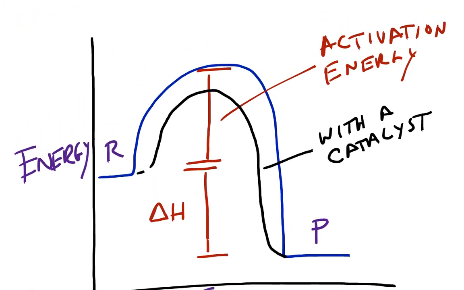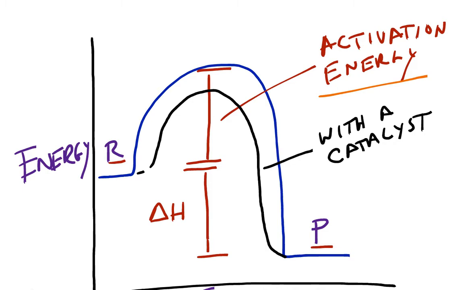Here we have a potential energy diagram of a reaction. We start off with the reactants, and we end with the products. In order to get from reactants to products, we have to apply what we call the activation energy, which is the minimum amount of energy needed to get a reaction started.